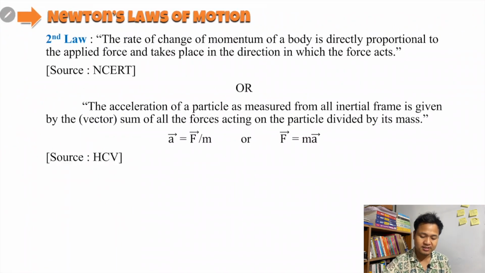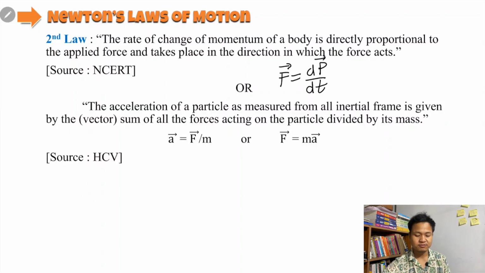Now the second law. Newton's second law says the rate of change of momentum of a body is directly proportional to the applied force and takes the direction of the force. So force is equal to rate of change of momentum; per unit time is the rate of change. So d momentum divided by dt. F equals to dp by dt. This is Newton's second law.